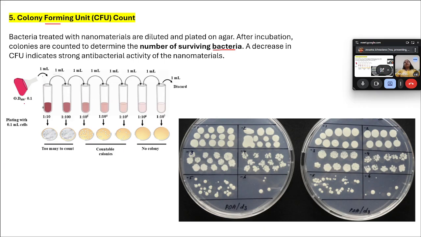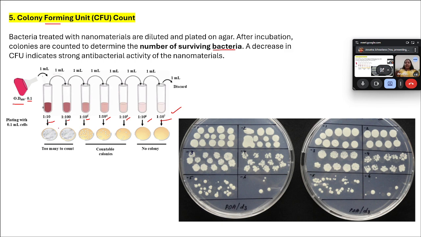Suppose you start with an OD600 of 0.1. Now you'll make dilutions, like 1 to 10, 1 to 100, 1 to 10 to the power 3, 10 to the power 4, 10 to the power 5, 10 to the power 6, 10 to the power 7. This last one is the most diluted one, so you'll keep on diluting the bacteria.